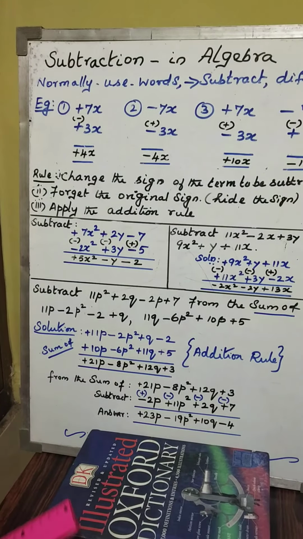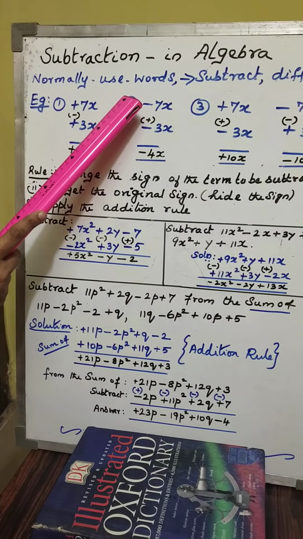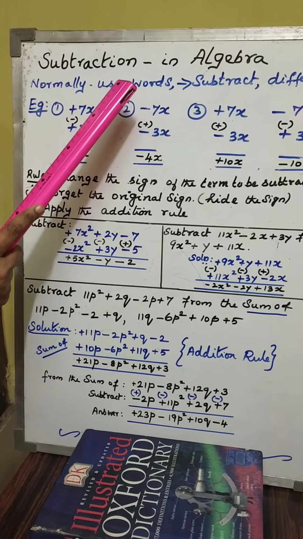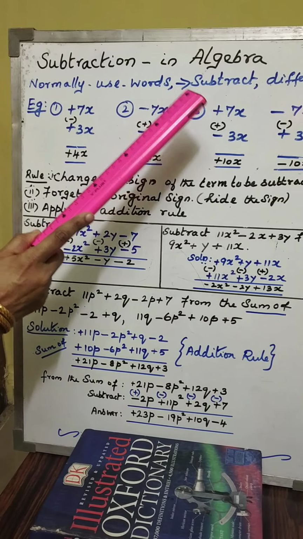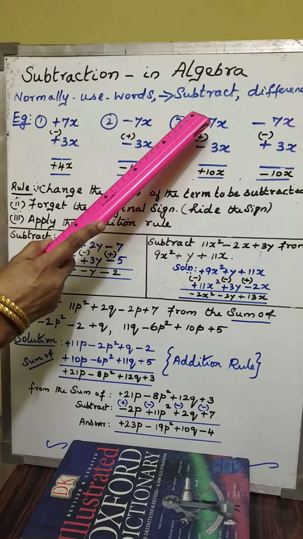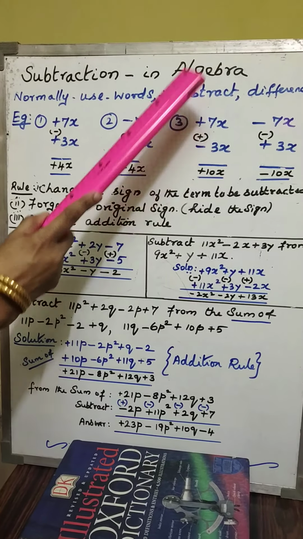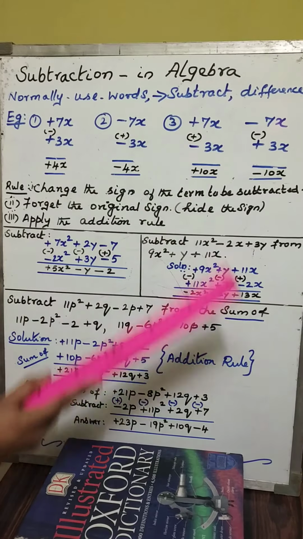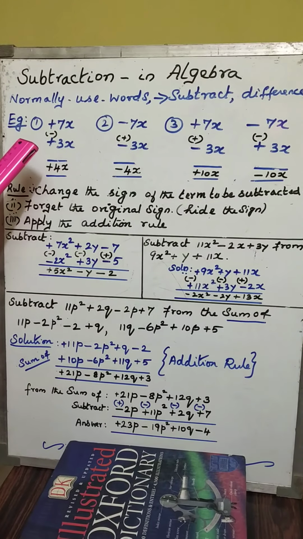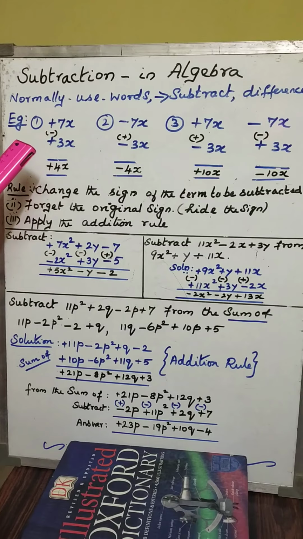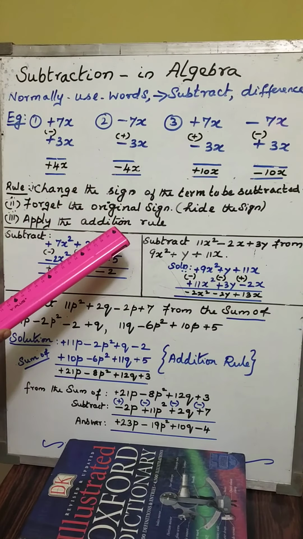Normally, we use words for subtraction. What are the words? Subtract or find the difference between the terms. These two words are normally used for subtraction. Now, first I have given examples, then we will arrive at a rule.